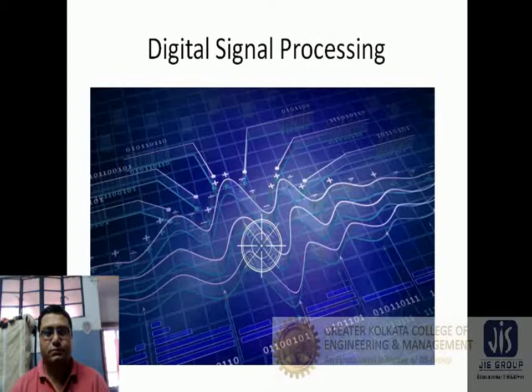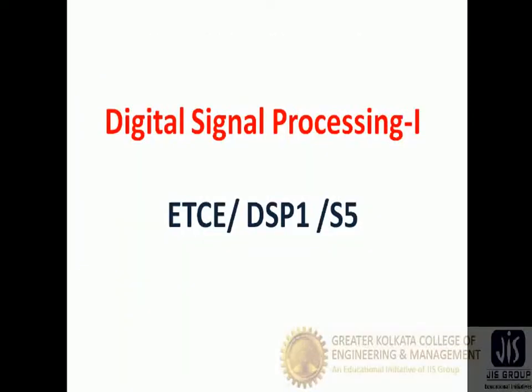Digital Signal Processing 1. This course is mainly for Diploma Engineering of 5th semester. The paper code is ETCE DSP1S5. This is the course of Electronics and Telecommunication Engineering.